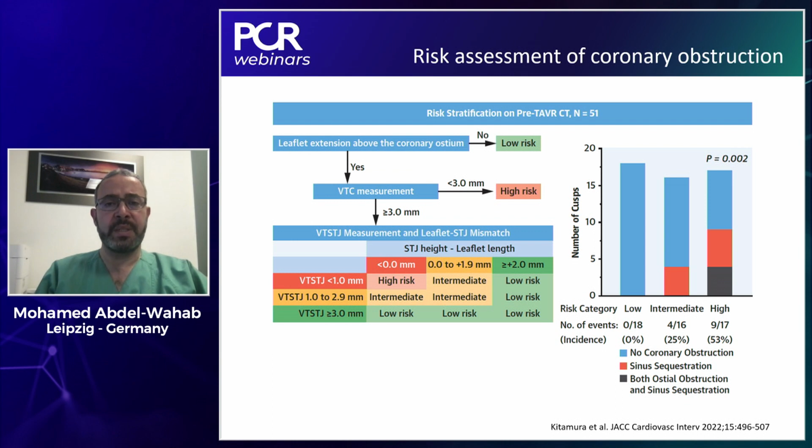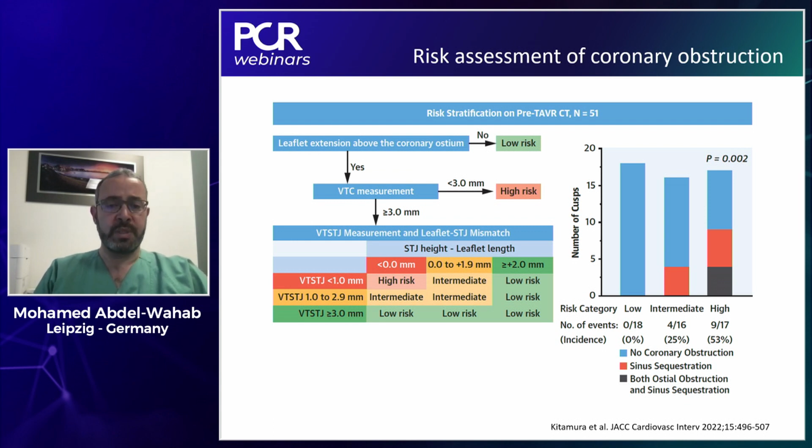You just scroll up and down in an axial view and see if the leaflets extend above the coronaries. If they do not extend above the coronary ostia, then this patient would be at low risk. If they extend above the coronary ostia, then you need to do some measurements. The first measure you do is what we call the VTC. So you insert a circle or a virtual valve that has the diameter of the valve that you are expecting to implant. And if you have a VTC that is less than 3 millimeter based on the study, then you have a high risk. If it's higher than 3 millimeter, then you will go to the next step and try to assess the risk of sinus sequestration.